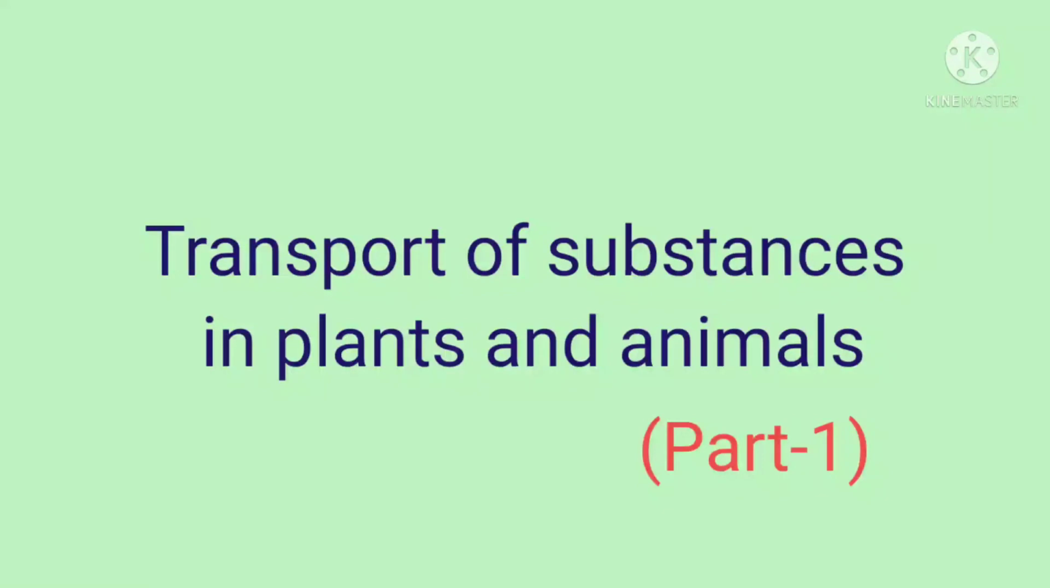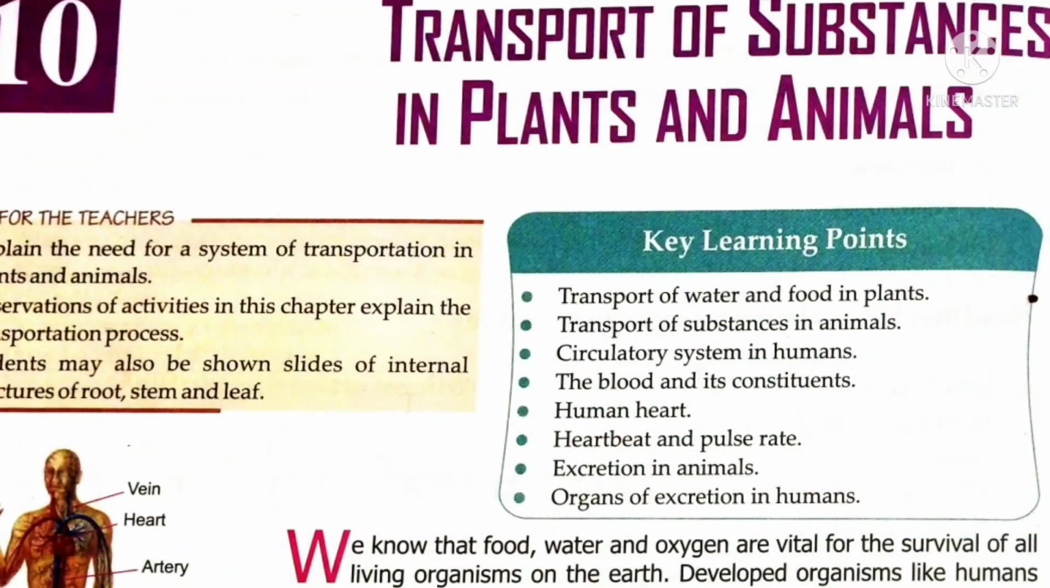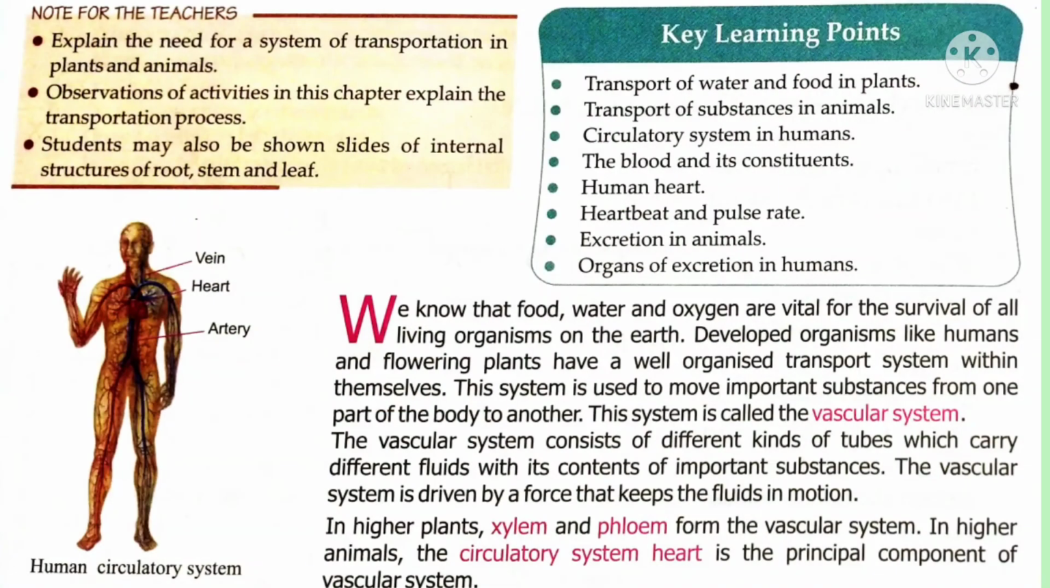Today we move on to chapter 10, Transport of Substances in Plants and Animals, on page 144 and 145. What is transportation? It is the transfer of substance or movement of substance from one place to another. This process is called transportation. Here we are going to learn how substances are transported, and how it takes place in plants and animals.